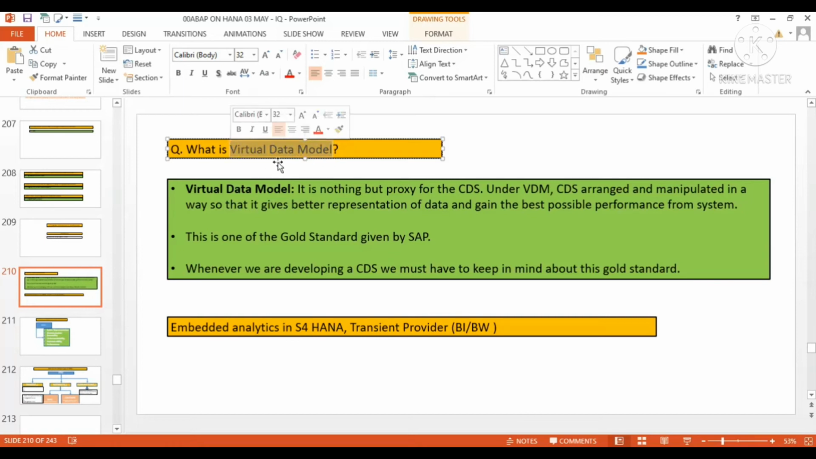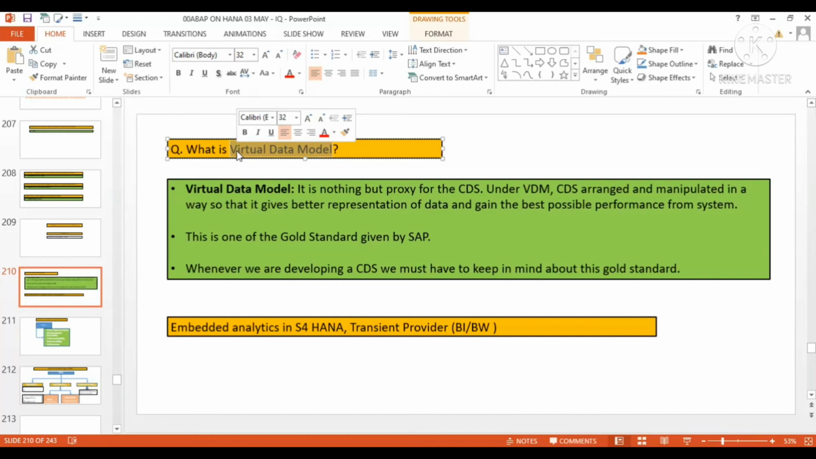But this virtual data model concept with respect to CDS, this concept is here in the CDS. So we'll have to define with respect to CDS. Okay. We know that CDS is real. Core data services is the real object, right? So this virtual data model, whatever the virtual things is there in the world, everything is based on some real things.